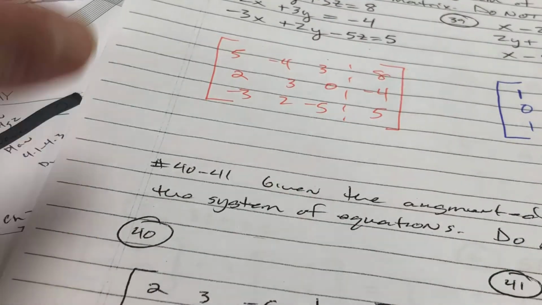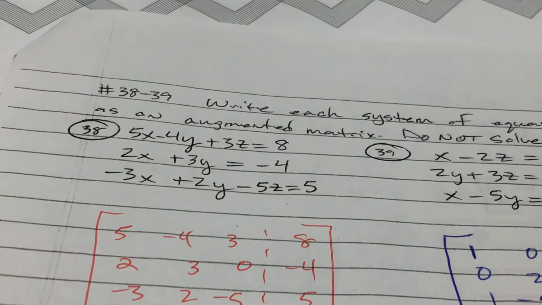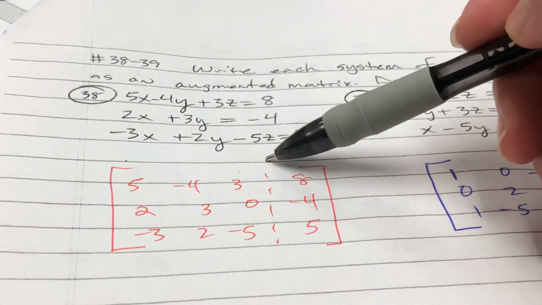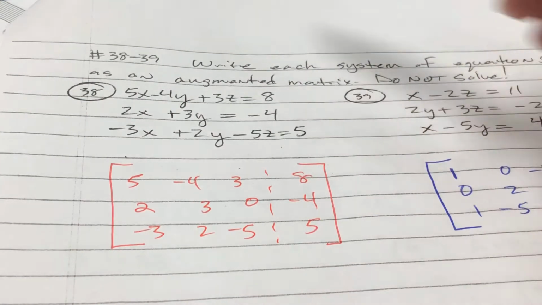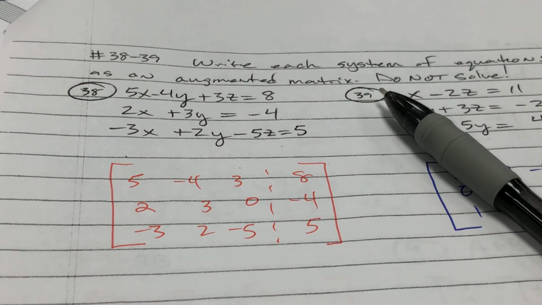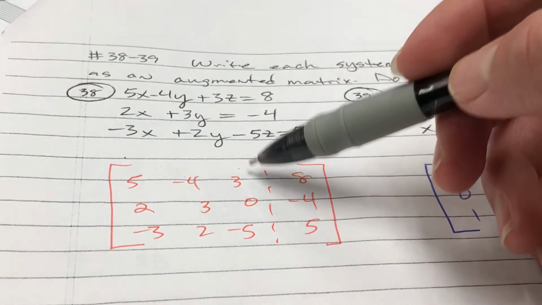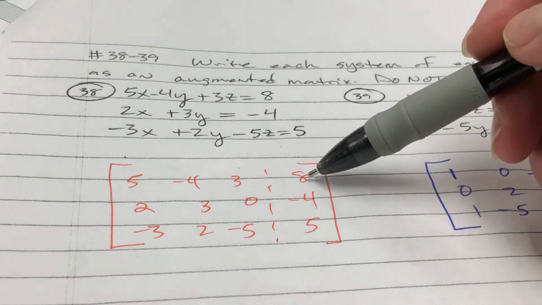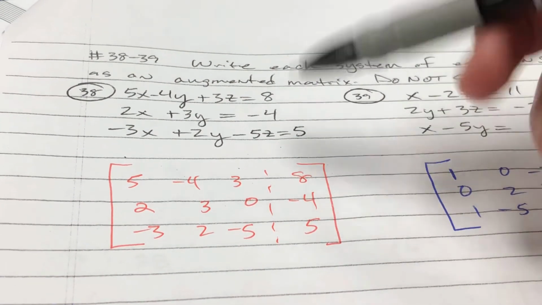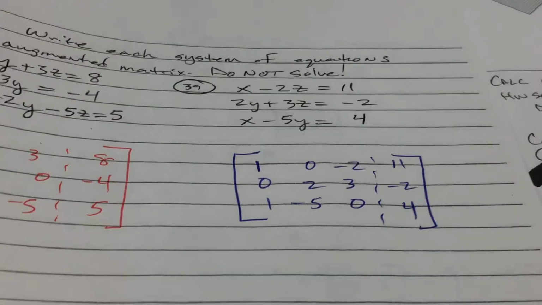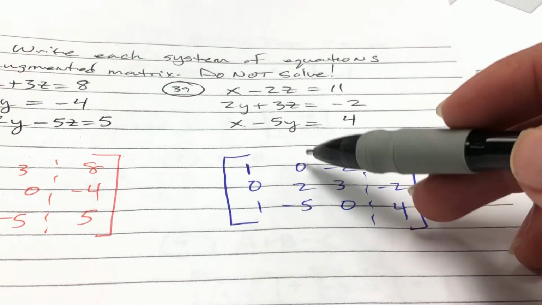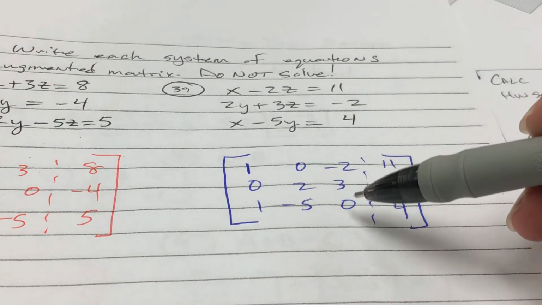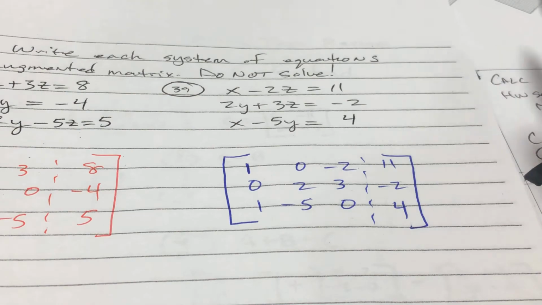Very easy question now. 38, write each system of equations as an augmented matrix as a single matrix. So x, y, z equals number. Put it all in a single matrix. You don't need to write a matrix A and a matrix B. 5x, negative 4y, 3z, 2x, 3y, 0z, negative 3x, 2y, negative 5z, equals 8, equals negative 4, equals 5. All right. 1x, 0y, negative 2z, 0x, 2y, 3z, 1x, negative 5y, 0z, 11, negative 2, 4.